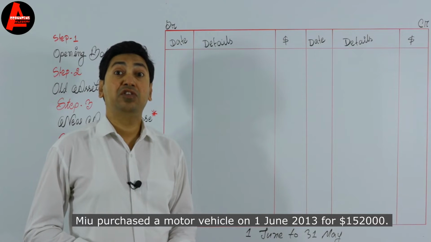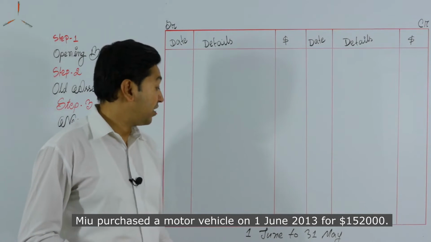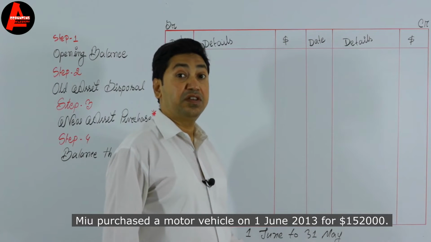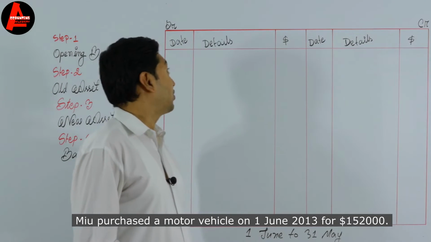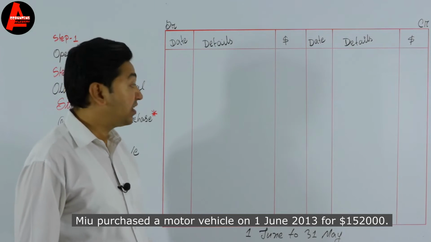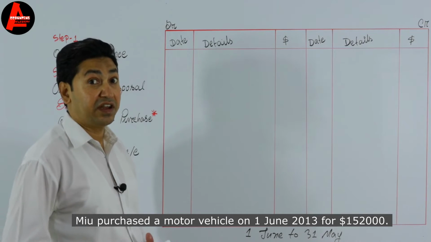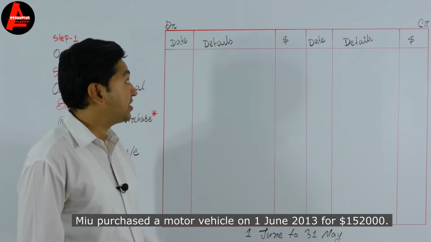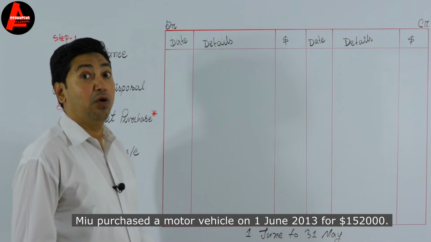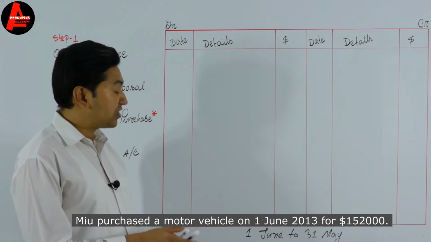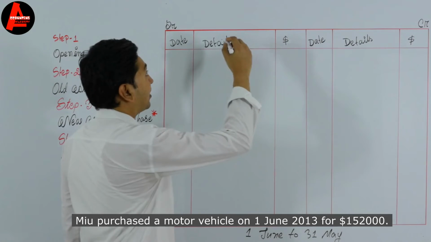So we are doing this account for the year 1st June 2014 to 31st May 2015. For the opening balance, she has had this motor vehicle since 2013, so it is an old business, and we will write the opening balance as balance b/d. Let us first write the heading: motor vehicle at cost account.